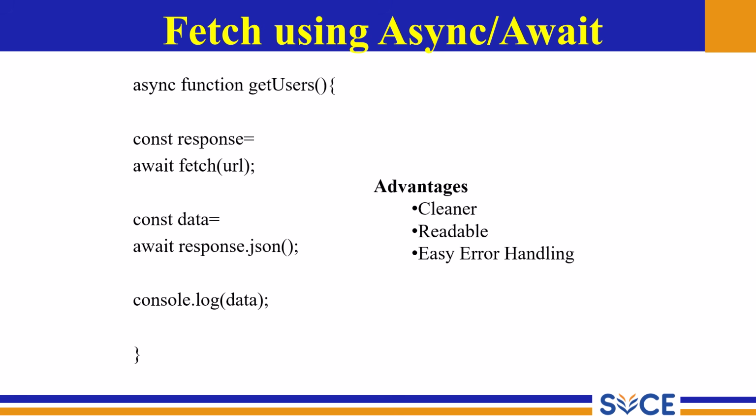Fetch using async and await. The previous example used the .then function. Although it works perfectly, modern JavaScript provides a cleaner approach called async and await. The keyword async tells JavaScript that this function performs asynchronous work. This means it may take some time to finish.